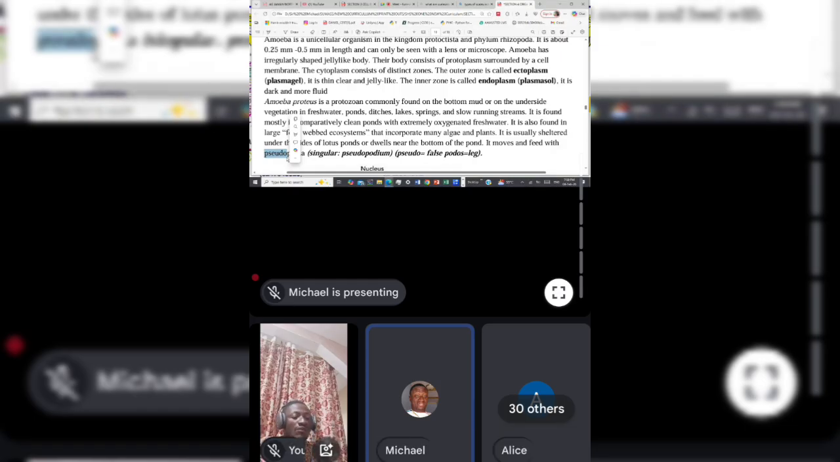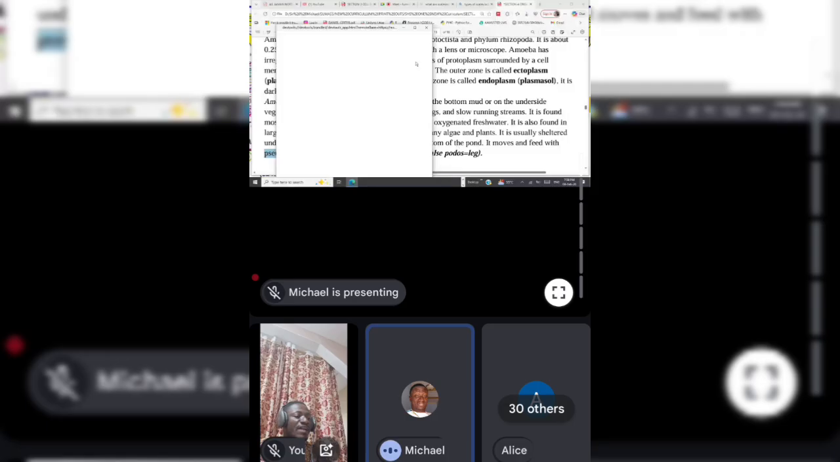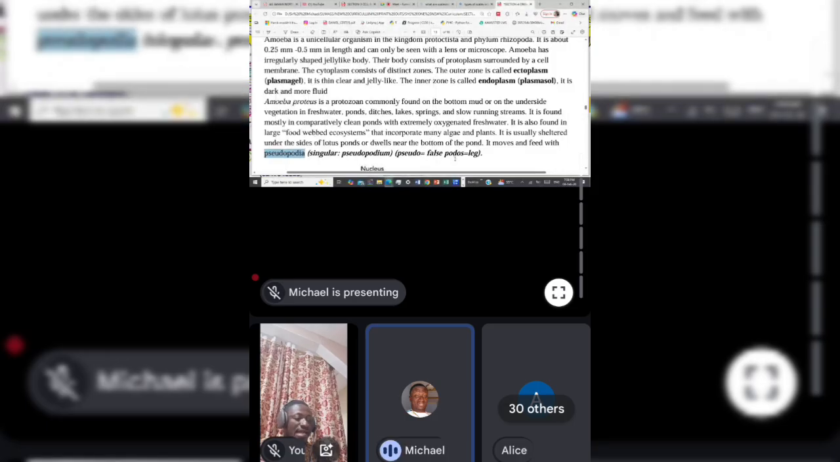Then we also have something we call pseudocode. The IT people will know much about that. That is a false code, not the actual coding for the program or instruction. So pseudo means false, and podia comes from the word pod, which means feet. So pseudopodia means false legs or false feet. Pseudos means false, and podus, the actual Latin word, means leg or foot.